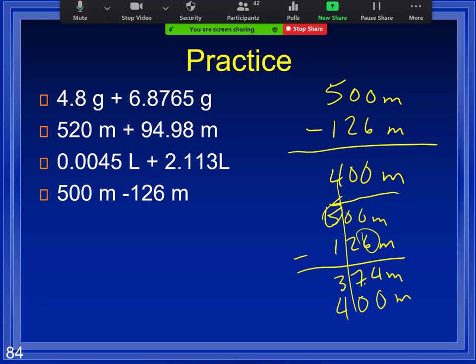Because if your friend is standing about 500 meters away, someplace between 400 and 600, and they walk 126 meters closer to you, the best you can say is they're now about 400 meters away, someplace between 300 and 500. That's the best you can do. Because you don't know exactly how far away they started, you can't say really precisely where they ended up.